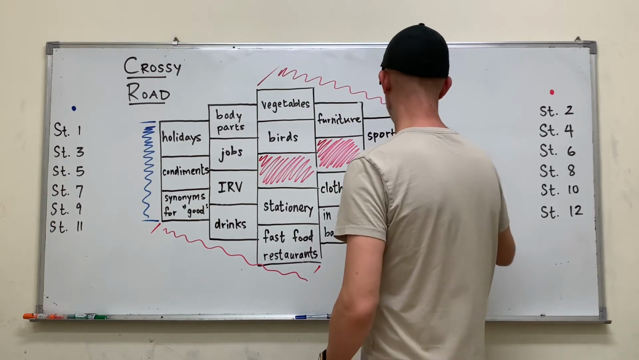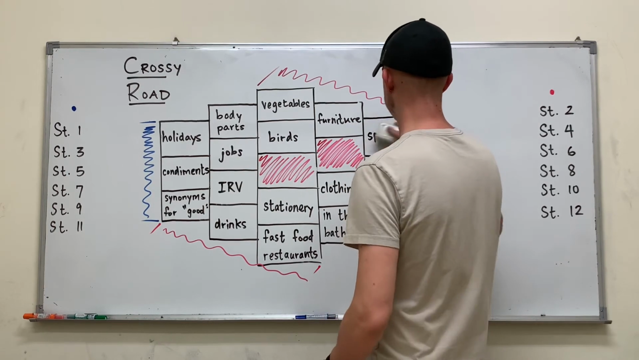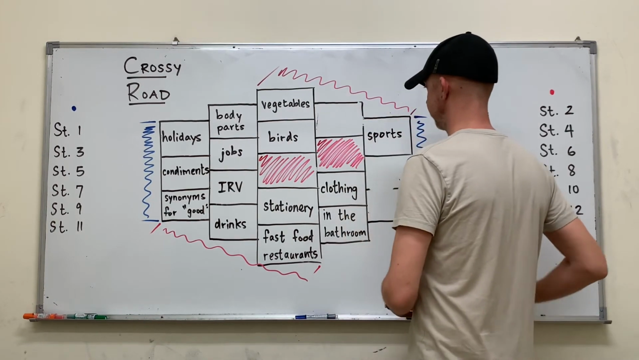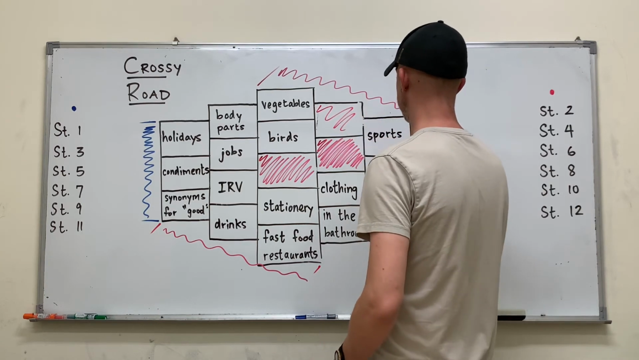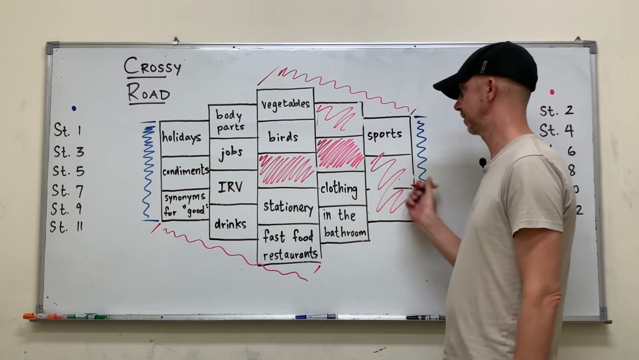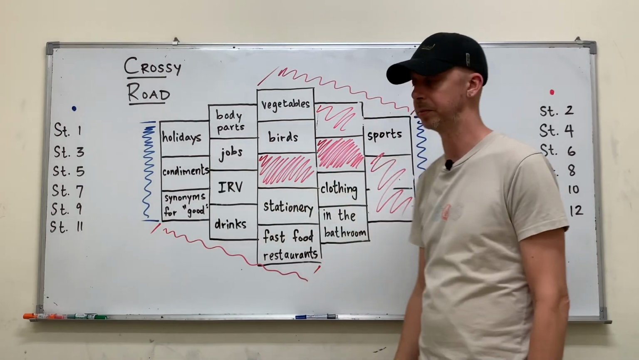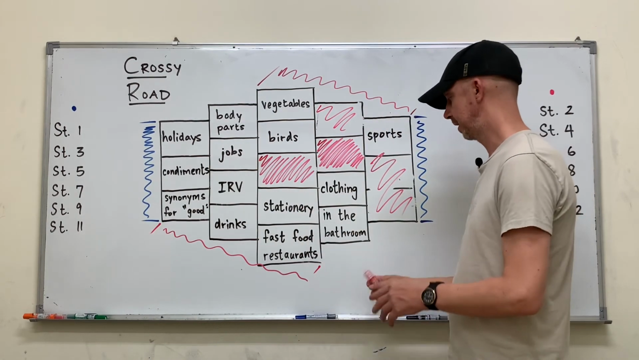Maybe red has won all of these spots. It's now impossible for blue to win because there's no way to connect a road from blue to blue. So the red team wins. That's how you play Crossy Road.